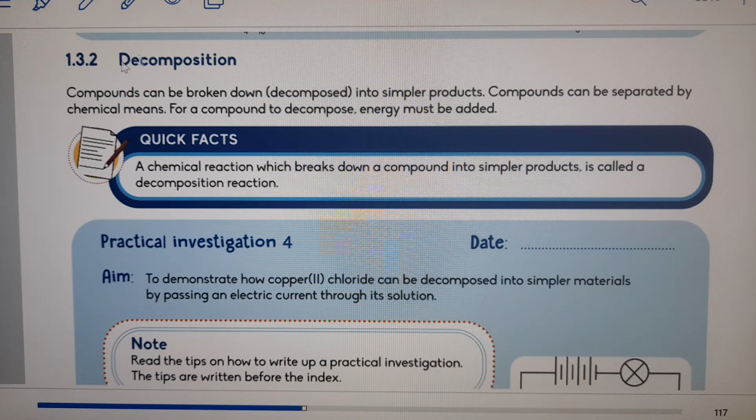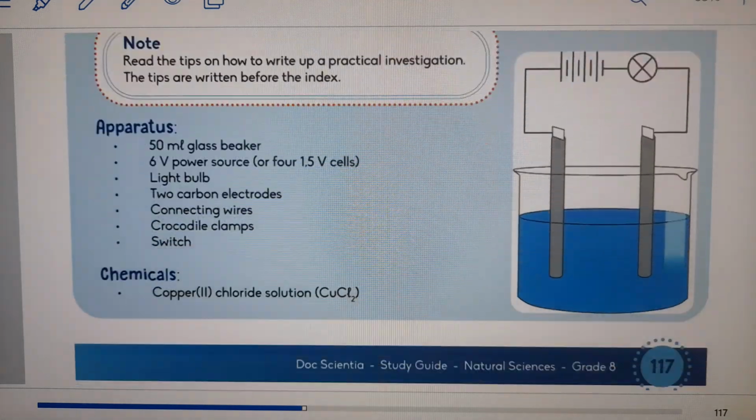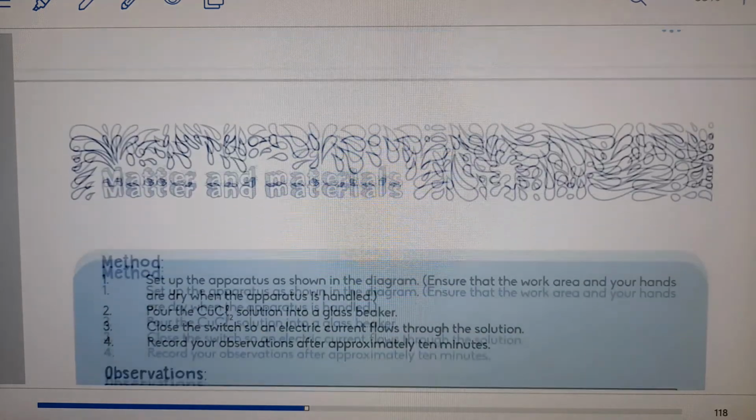So a chemical reaction which breaks down a compound into simpler products is called decomposition. So what is decomposition? Decomposition is a chemical reaction which breaks down a compound into simpler products or simpler material. It is called a decomposition reaction. I won't go through the example now.